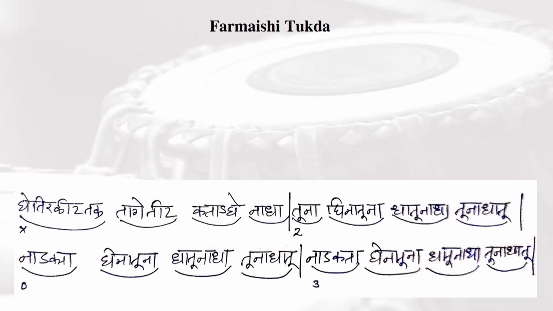Farmaishi Tukda is basically a composition in which the first dha of the tihai will end on sum, the second dha will come on the khali, and the third dha will come on the sum again. So I have this example for you: ghetir kritak tageti kata ghina dhatuna.